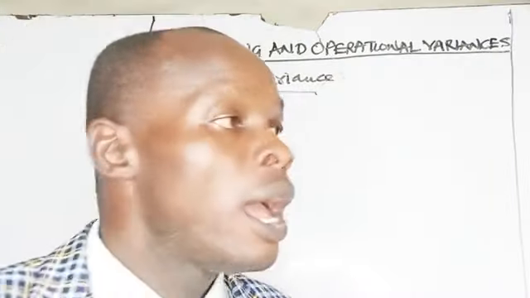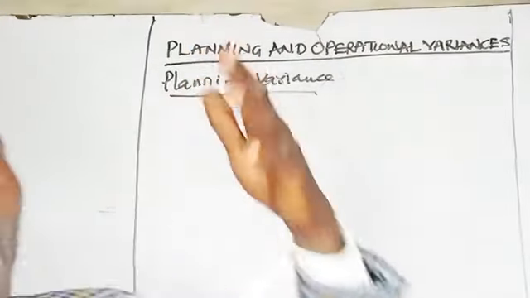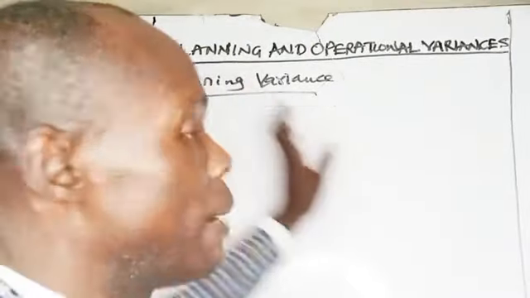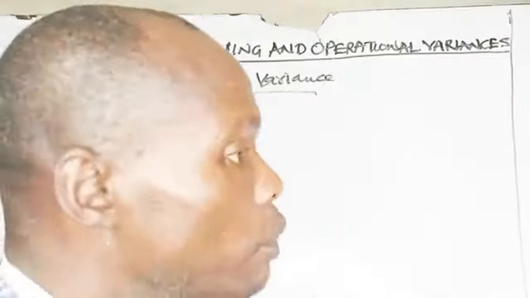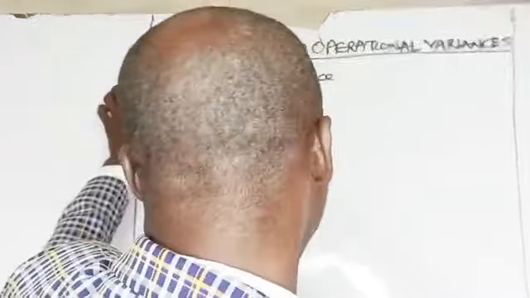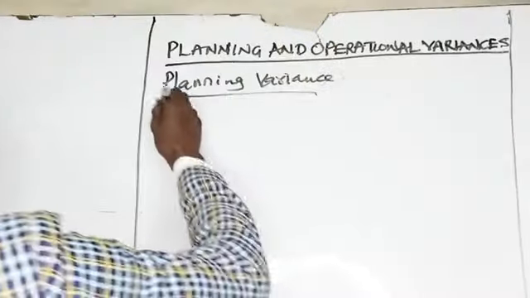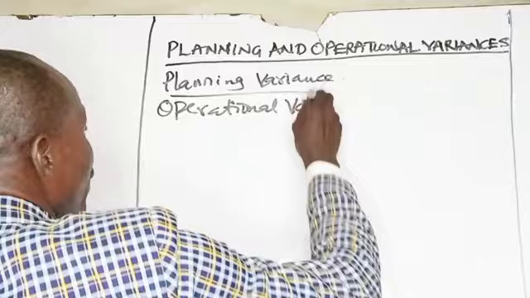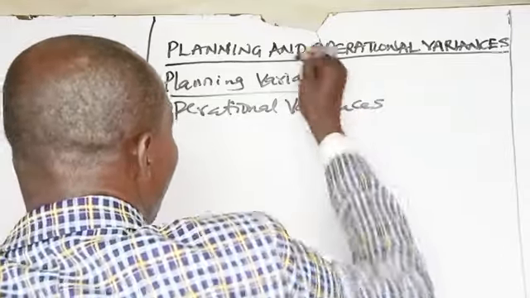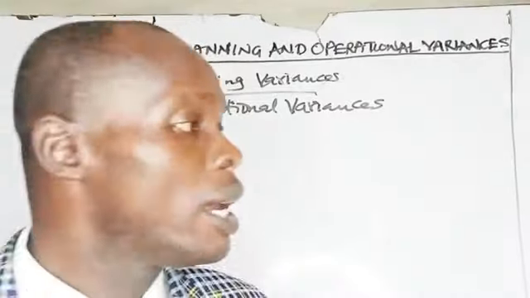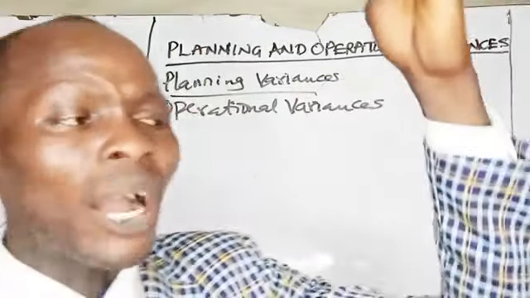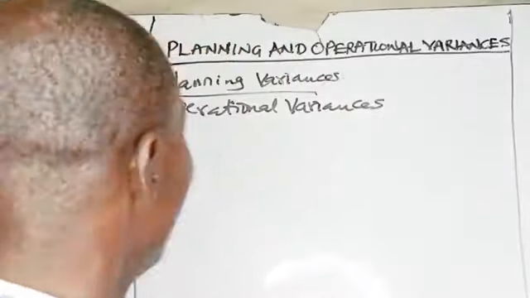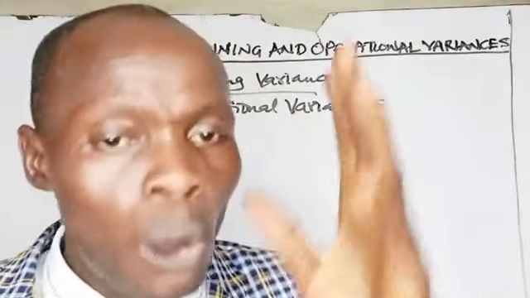Planning variances are those variances which are not within the control of management. That is, they are not controllable. Variances that are not within the control of the management are said to be the planning variance. The second variance I'm going to examine is operational variances. Operational variances are those variances which are controllable by the management.